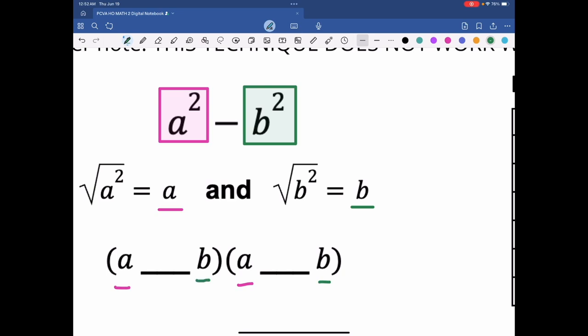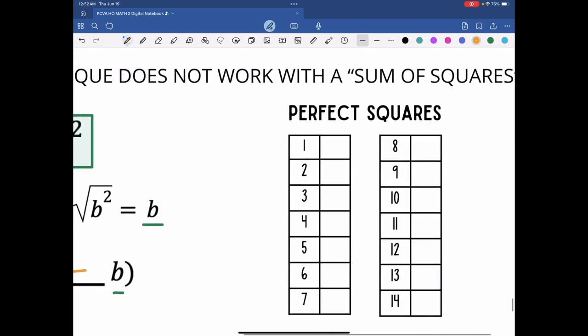Now, the last thing that's super important is the fact that it needs to be one positive and one negative. That's the only way that this works out, because when we multiply it out, we need to have a positive and negative so those middle pieces cancel and leave me with two terms. Okay, so with that being said, let's talk about our perfect squares.